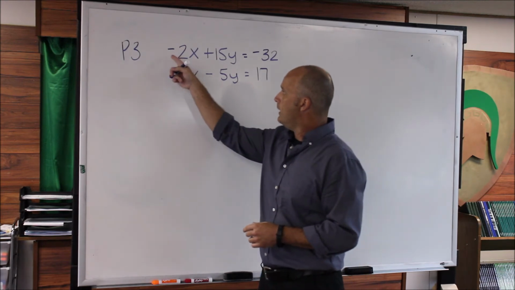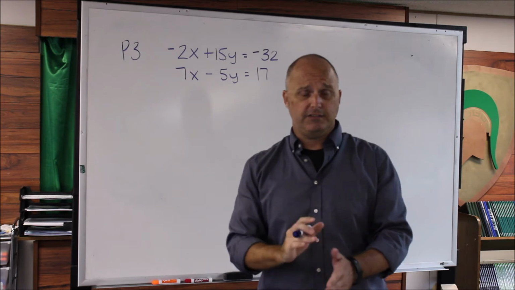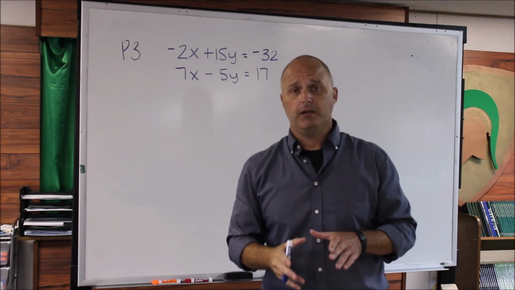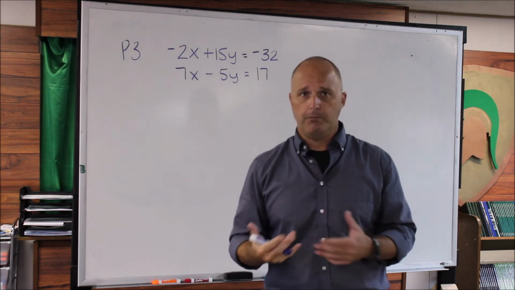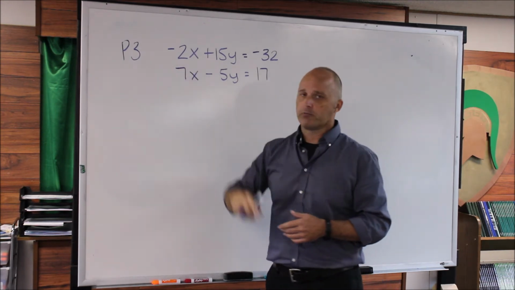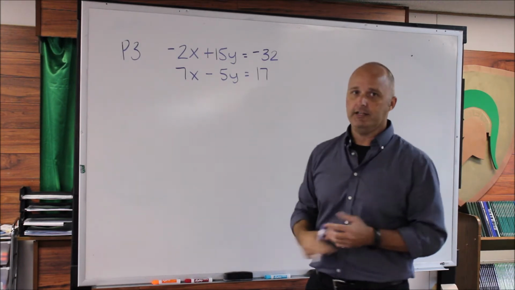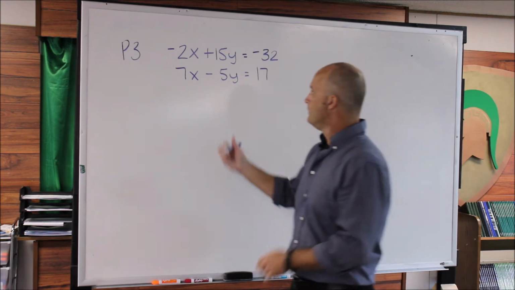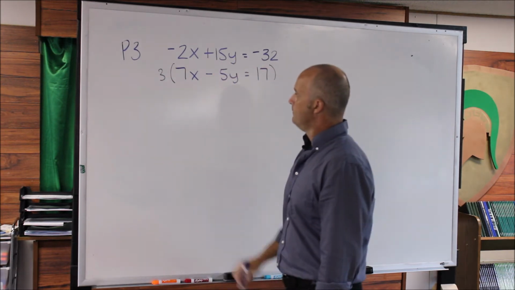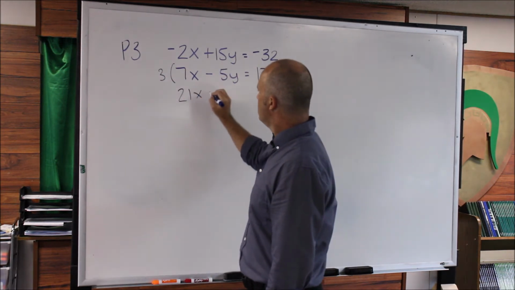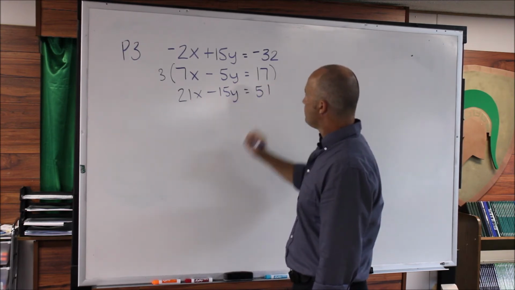Well, we've got a 2 and a 7 and a 15 and a 5. Definitely the easiest thing to do here is the 15 and the 5, because all we're going to have to do is multiplication against one of the equations. We won't have to multiply both equations like we would have to do if we worked with the -2 and the 7. So in order to make this into -15, we have to multiply that by 3. So that means we've got to multiply the entire equation by 3. So that's going to give us 21x minus 15y equals 51.